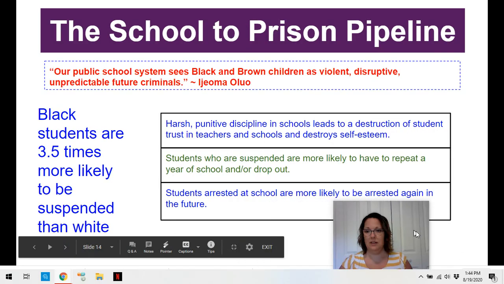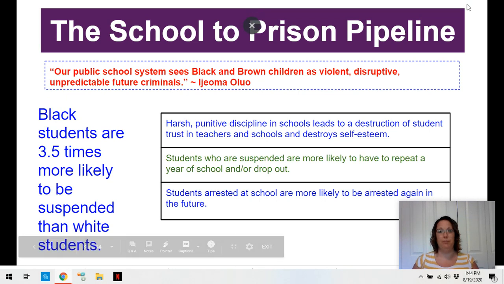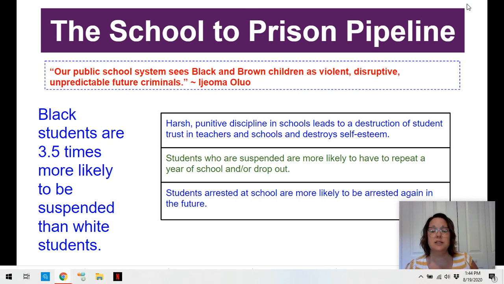So that then has contributed to our school to prison pipeline. Our public school systems see Black and brown children as violent, disruptive, unpredictable future criminals, because that is what we have been told all the way since our friend Captain August founded those policing techniques and said these people are animals, they need to be beaten down, they need to have harsher techniques. And nobody has actually spoken that to us, I hope. But that's the system that we are in. That is what we have been socialized to from the minute we were born.